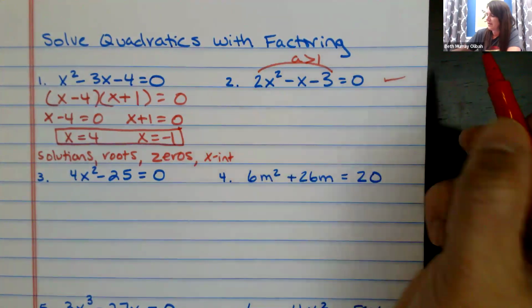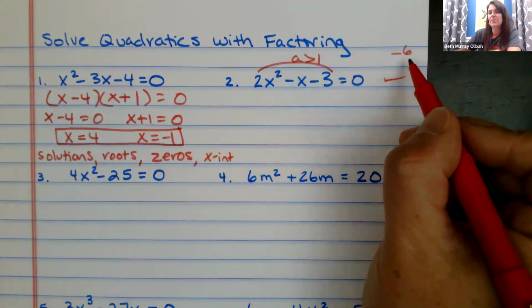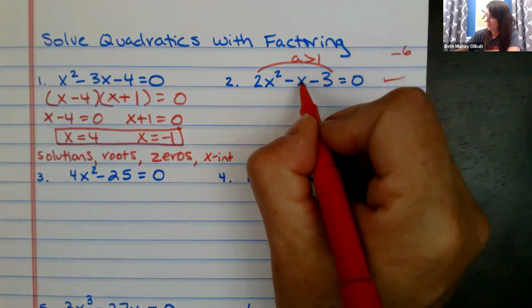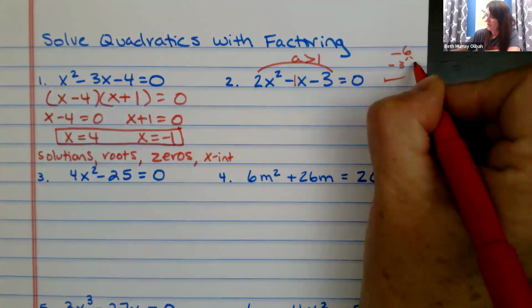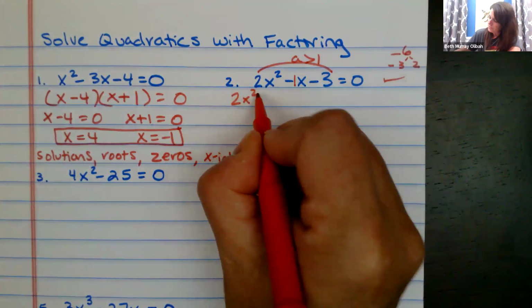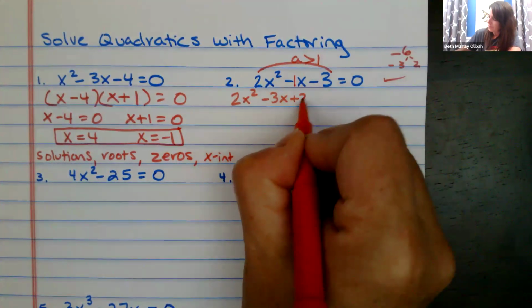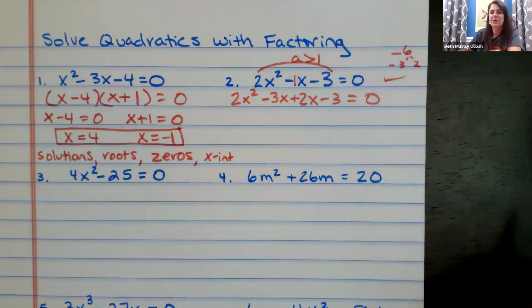So 2 times -3 gives me -6. So I'm going to think about factors of -6 that would get me to this -1 in the middle. And that is -3 and +2. So now I'm going to use those two numbers to rewrite this problem. And now I'm going to solve it with factoring with grouping.